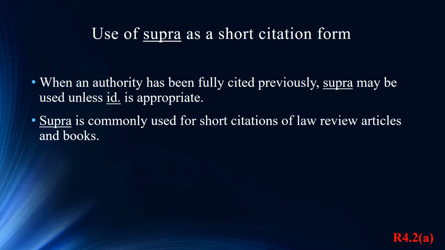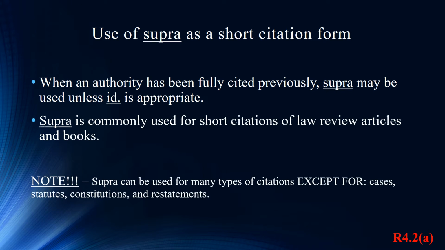Note, supra is used only when it is appropriate. As you know, id is appropriate only if it refers to the same source as the immediately preceding citation. It is important to note you may not use supra when referencing a case, a statute, a constitution, or a restatement. You may, however, use supra when referring to a secondary authority, such as a law review or a book, that has been fully cited previously. Rule 4.2 contains a list of authorities that you may and may not use supra for.